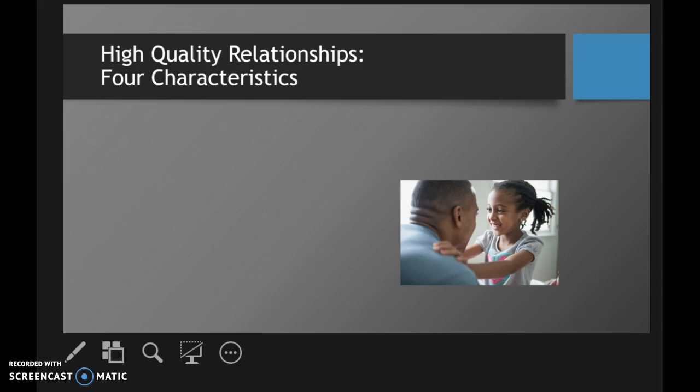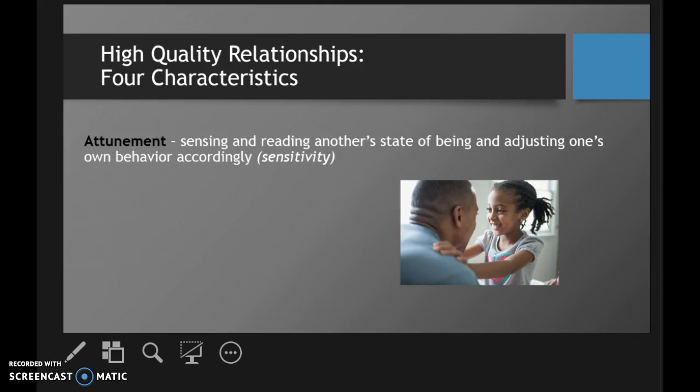So 4 characteristics of high quality relationships. The first one is something called attunement. And now attunement is the sensing and reading of a student's state of being, basically adjusting to one's own behavior accordingly. But a synonym of attunement is actually sensitivity. So, being sensitive to others and adjusting your own behavior to meet the needs or concerns of others.